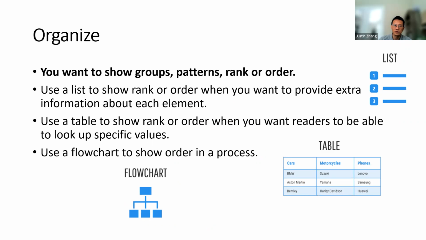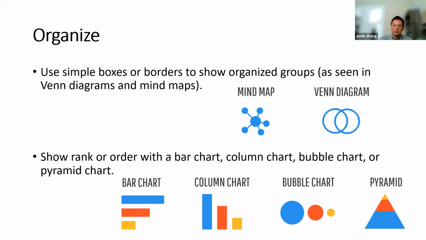Organize. For this purpose, you want to show groups, patterns, rank, or order. So for instance, a flowchart, table, mind map, or Venn diagram. Even different types of charts, bar chart, column chart, bubble chart, and pyramid can be used to show rank and order.